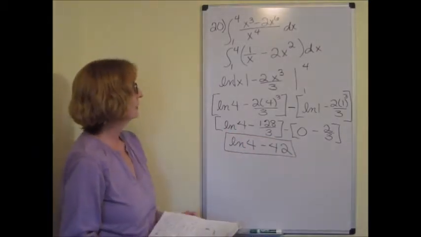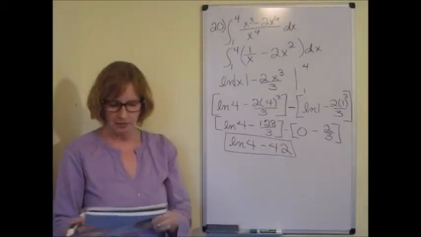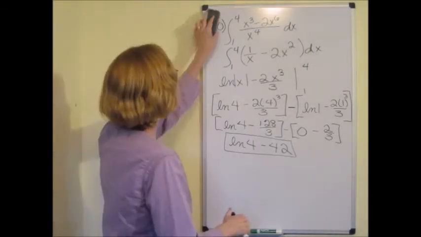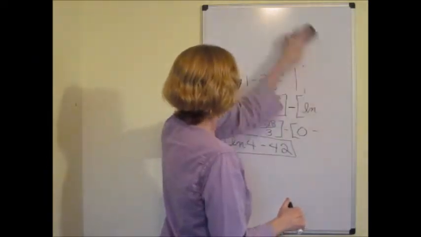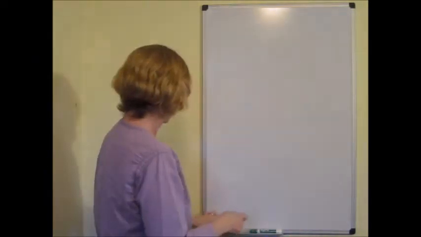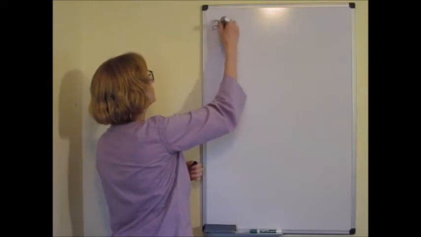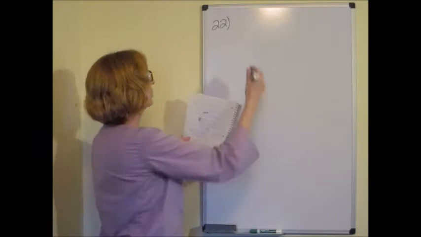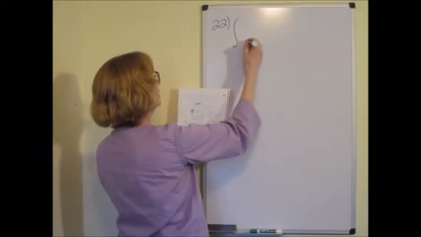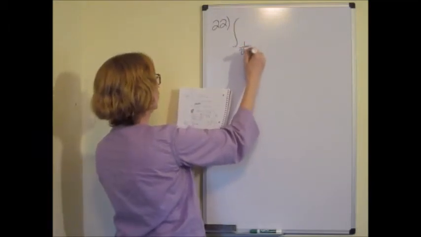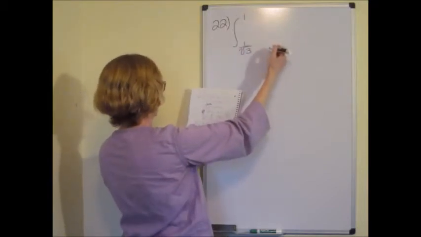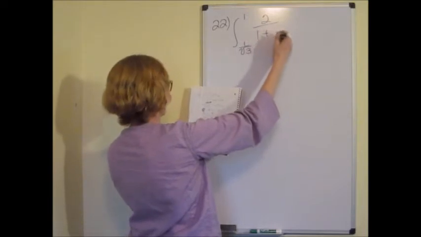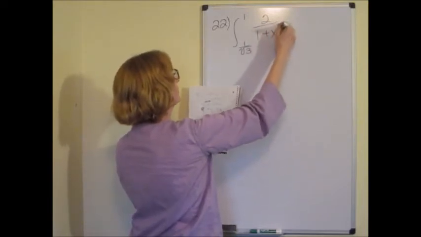All right. The next problem we're going to take a look at is going to be number 22. So let's take a look at number 22 on our sheet, which is our integral from 1 over the square root of 3 up to 1 of 2 over 1 plus x squared dx.